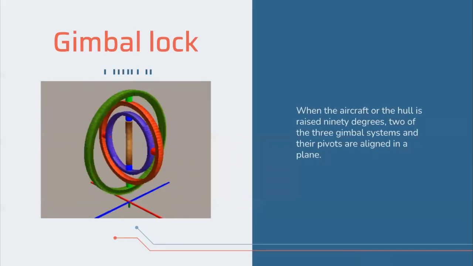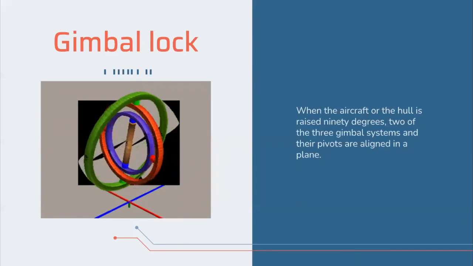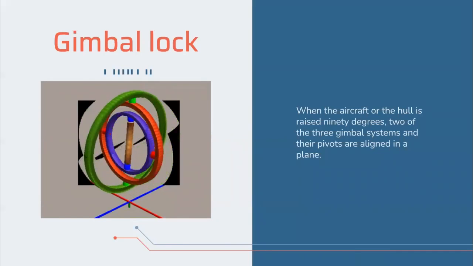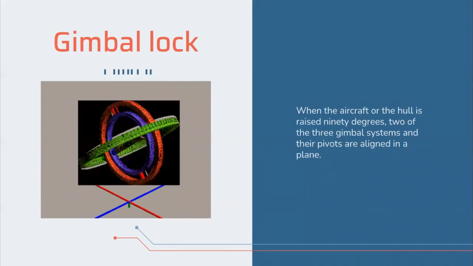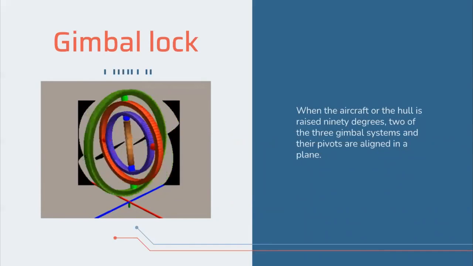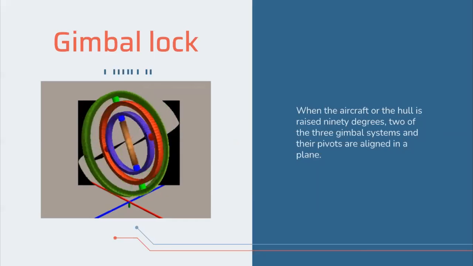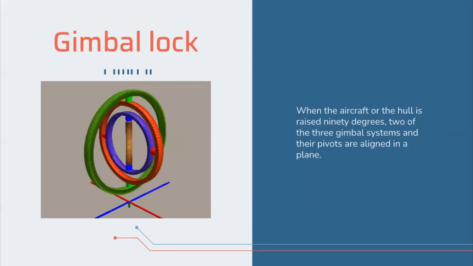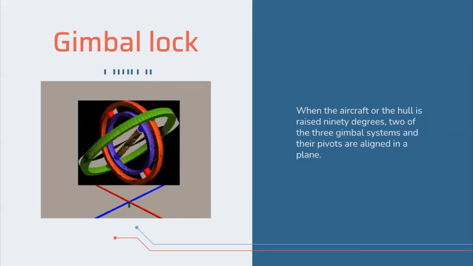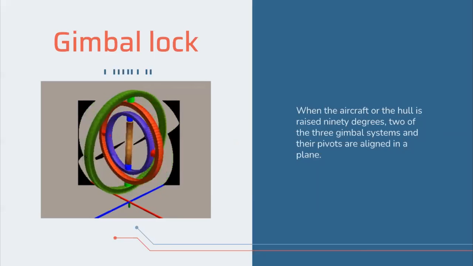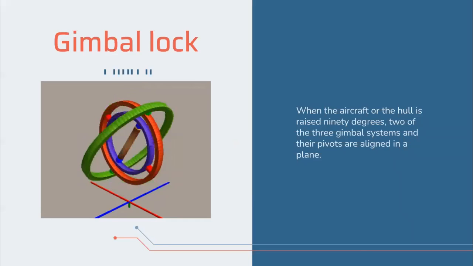When the aircraft or the ship is raised 90 degrees, 2 of the 3 gimbal systems and their pivots are aligned in a plane, and the gimbal locking phenomenon may occur. At this time, the rotor and the rotating shaft will not be able to maintain balance. Eventually, the three-dimensional gimbal system loses a degree of freedom.